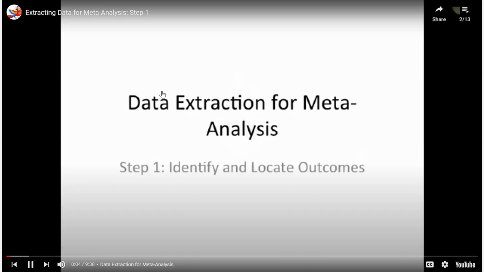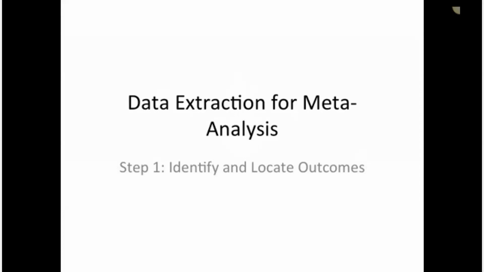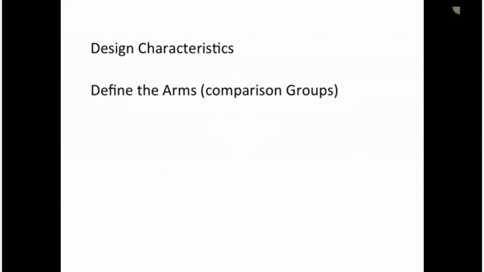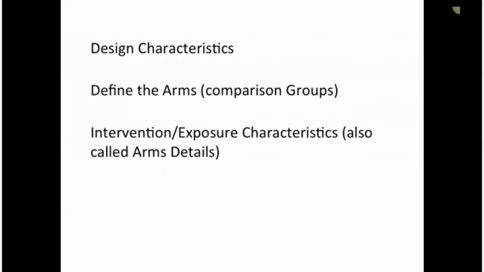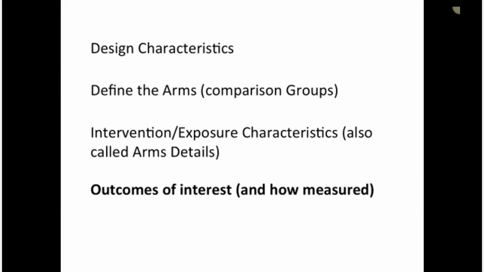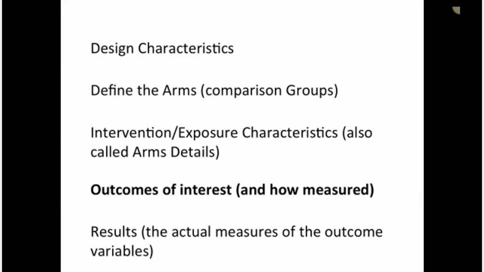How to do data extraction for meta-analyses. We're going to do this in 3 steps. The first step, we're just going to talk about how to identify and locate the outcomes that you're interested in. So here's the deal. When you're extracting data from an article for a systematic review or meta-analysis, you need to capture certain pieces of information: design characteristics. You need to define your arms or comparison groups. You need to identify the intervention exposure characteristics. These are sometimes called arms details. Then we need to look at outcomes of interest and how they're measured. And then finally, we need to get the actual results, that is the measures of the outcome variables.